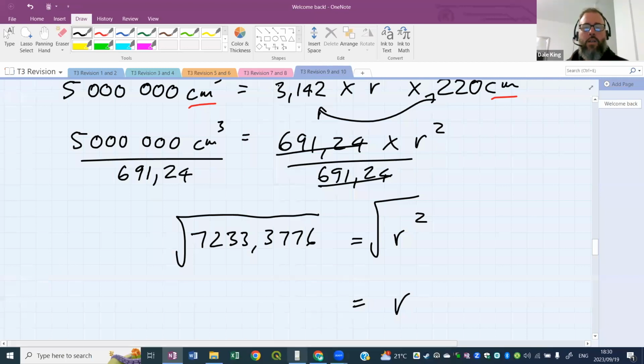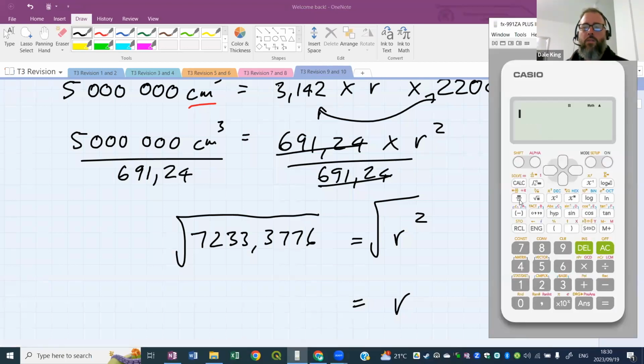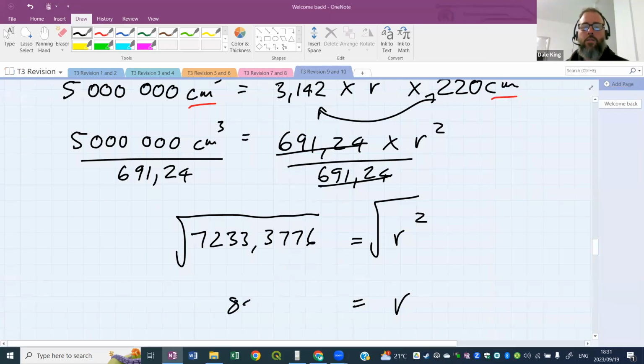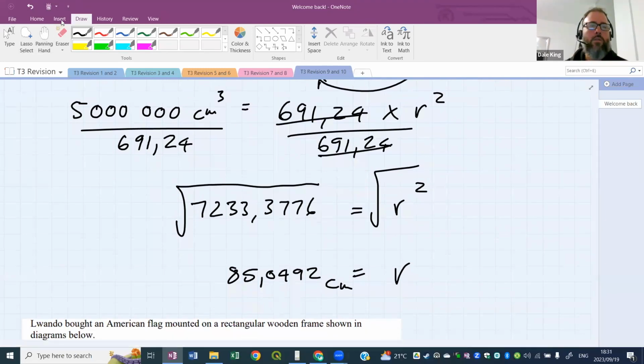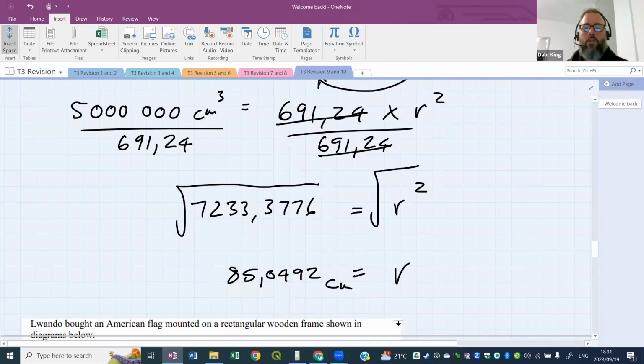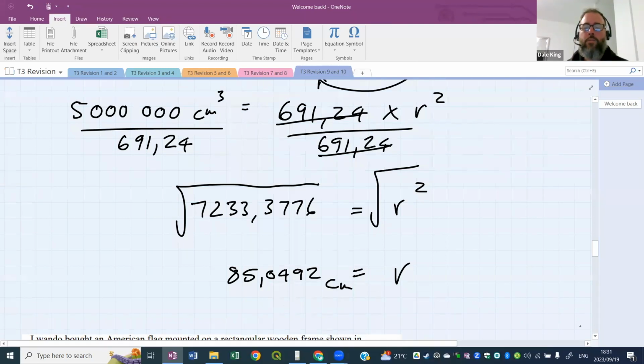So now r is by itself. So we've got to take this value, oopsie, and we've got to square root it. So I'm using the square root button. 7233.3776. I haven't rounded it off yet. There we go. 85,0492 centimeters. Remember, if we put in centimeters, centimeters will come out. What you put in is what you get out in an equation.